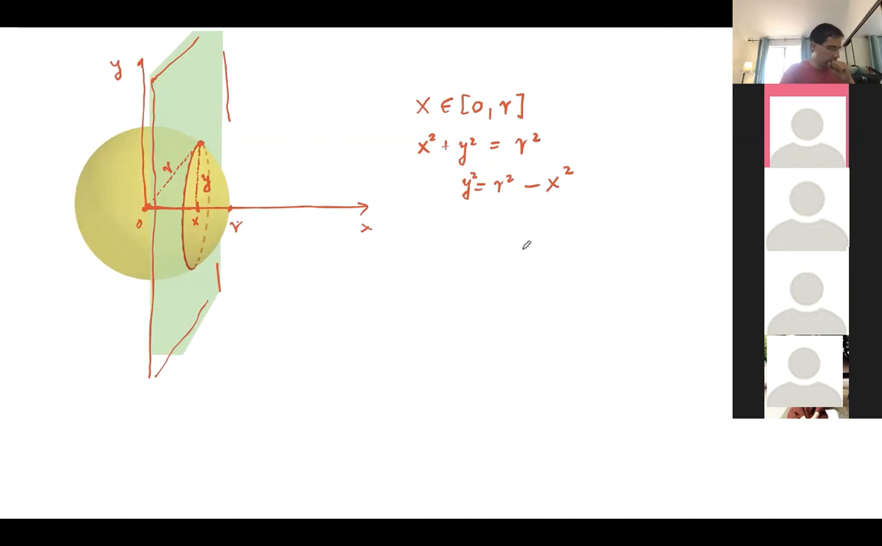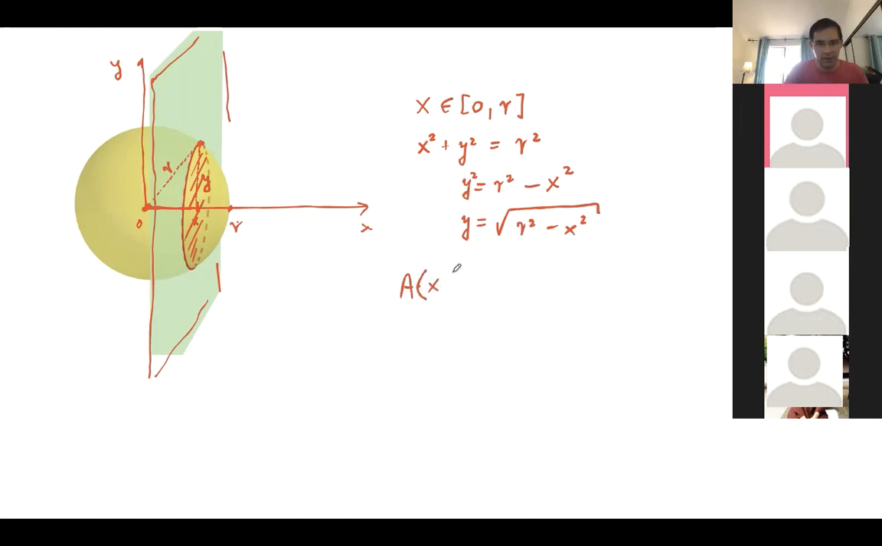So when I take the radical of both sides, I'll get that y is equal to the square root of the radius squared minus x squared. So this is exactly what y is equal to. This is the radius of this cross section. So what is the area of the cross section? The area of this cross section, first of all, is a function of x.